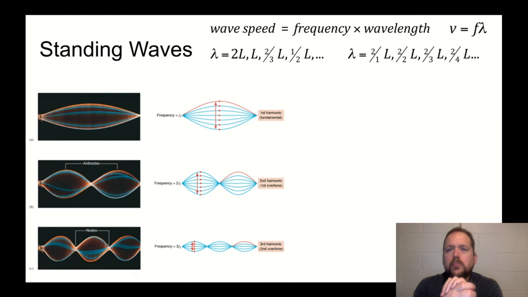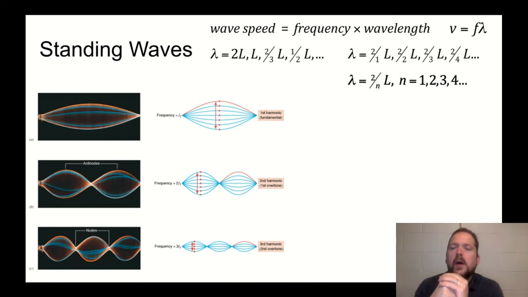Well, we can write this a little bit differently, right? You can write the wavelength as 2/1 times L, 2/2 times L, 2/3 times L, 2/4 times L, and you can see a pattern emerging here. You can write it in general as being 2/n times L, where n is an integer value, 1, 2, 3, 4, etc.